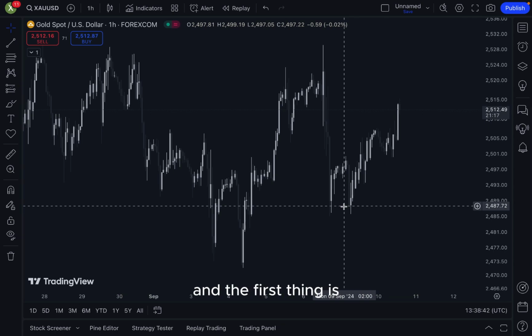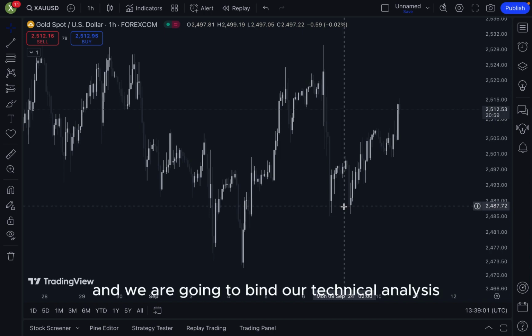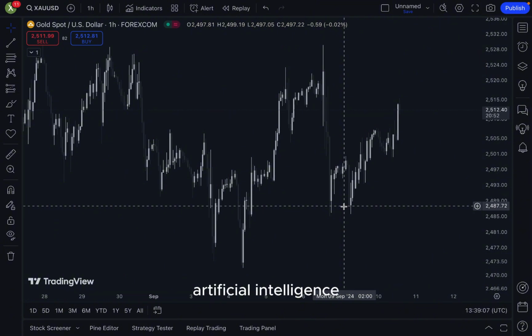The first thing is, remember that we're here to teach each other, to learn and grow together. This is not a trading signal, but rather a case study as to how far we can buy gold in the next few days. We are going to combine our technical analysis with fundamentals, and we are also going to use the help of artificial intelligence to direct us into a better financial future.